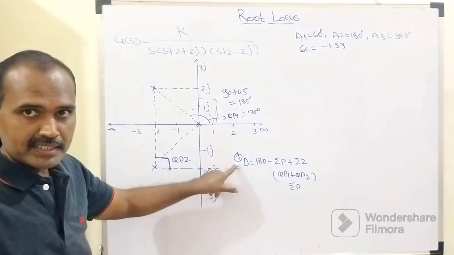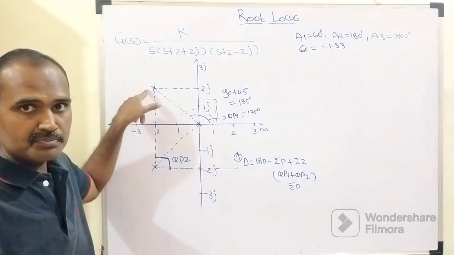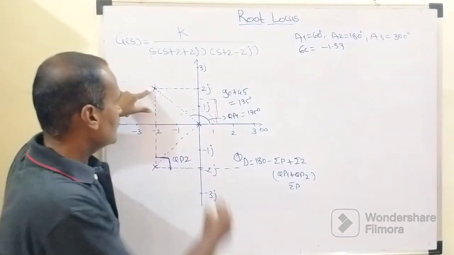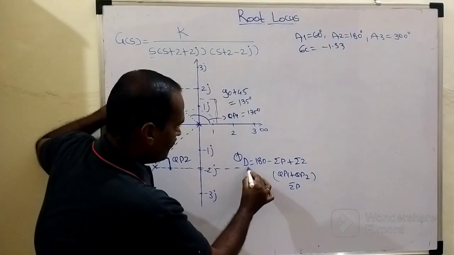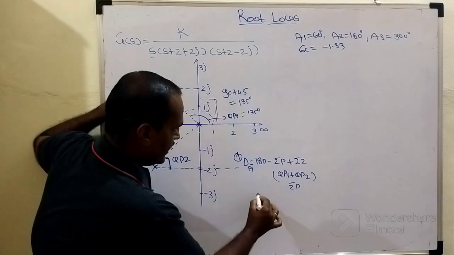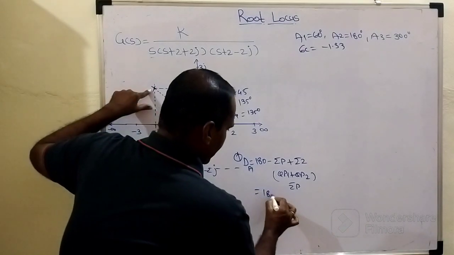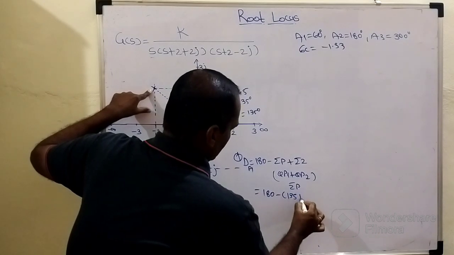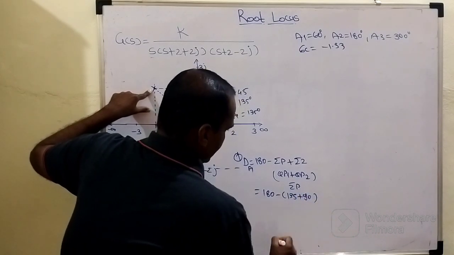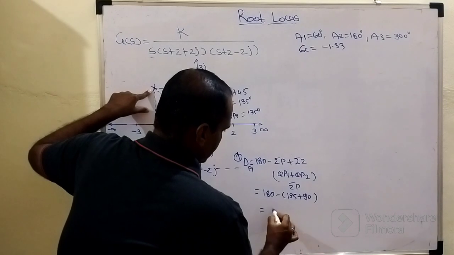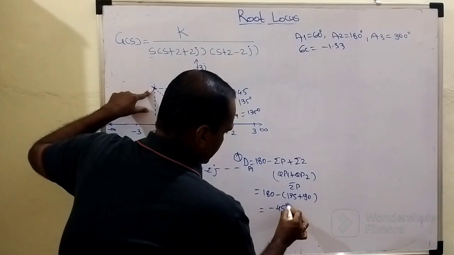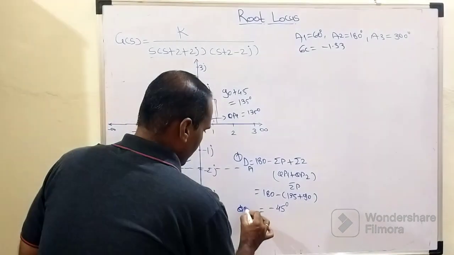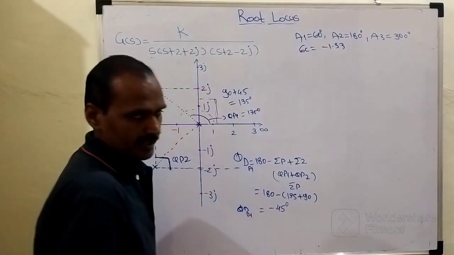So what is the angle of departure for this pole, which is located at minus 2 plus 2j? The angle of departure for pole number 1 is exactly equal to 180 degrees minus this 135 plus 90 degrees. Obviously, that equals minus 45 degrees. So minus 45 degrees is nothing but the angle of departure for pole number 1.